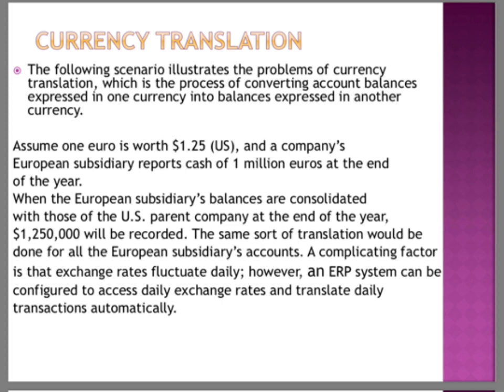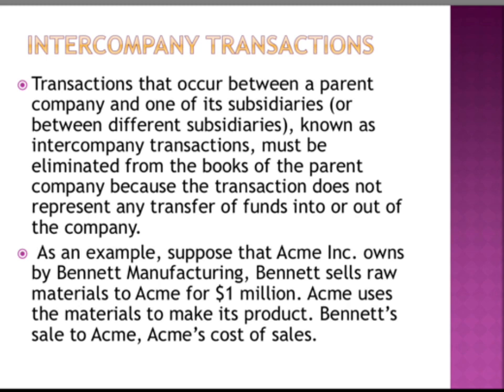A complicating factor is that the exchange rate fluctuates daily. However, an ERP system can be configured to access the daily exchange rates and translate daily transactions automatically. Next is intercompany transactions. Transactions that occur between a parent company and one of its subsidiaries or between different subsidiaries, known as intercompany transactions, must be eliminated from the books of the parent company because the transaction does not represent any transfer of funds into or out of the company.